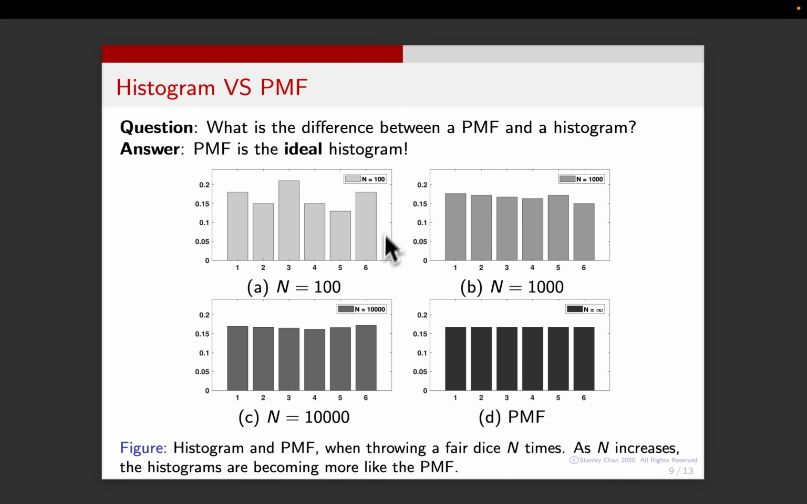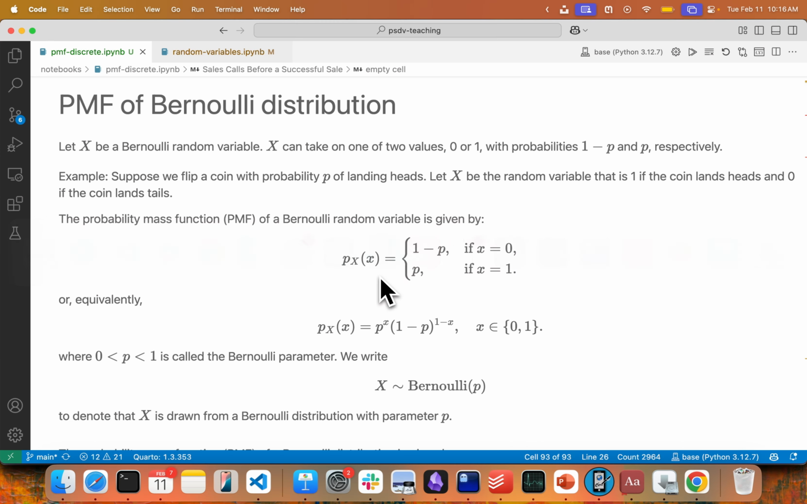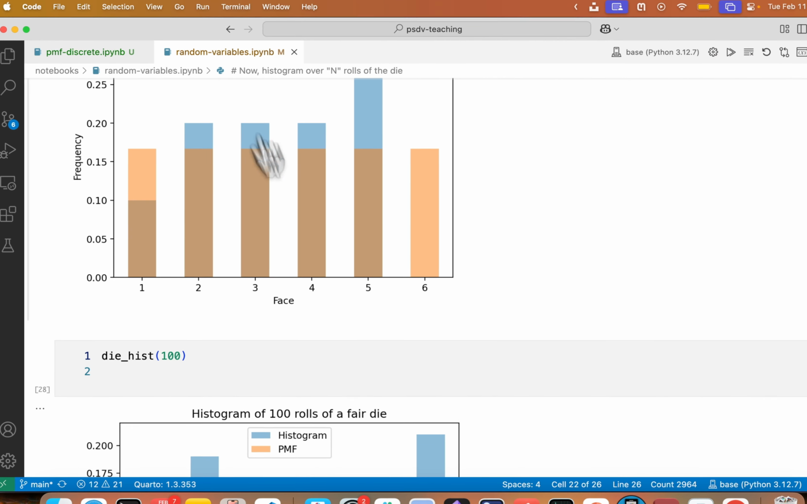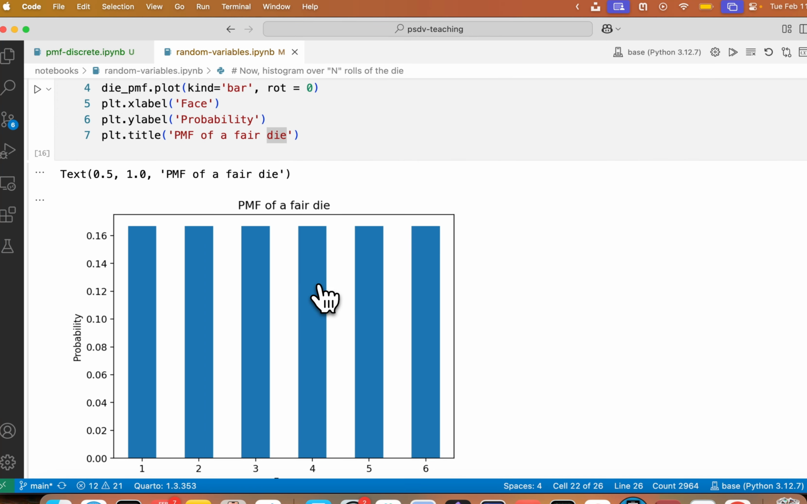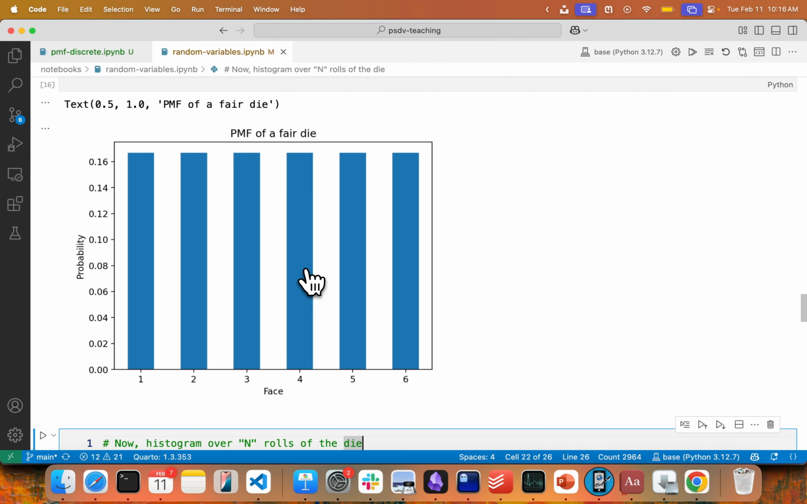If you did this experiment 100 times, you will get 1, 2, 3, 4, 5, 6. Now we can actually do this experiment and show you. The probability mass function of a fair die would be 1/6 for each face. We said it's a fair die, so each of the outcomes 1 through 6 is equally likely.